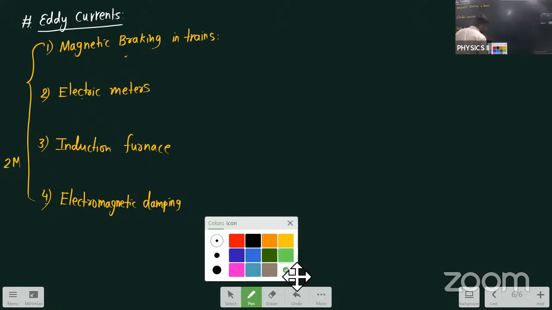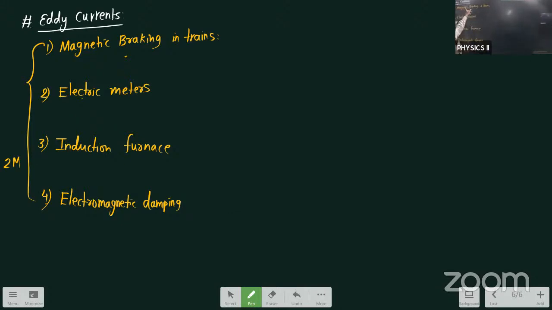See here, how are eddy currents used in magnetic braking in trains? Inside the rails there will be an electromagnet. Whenever I activate that electromagnet, eddy current will generate and oppose the motion of the train, due to which the train will stop. This is what you are supposed to write for magnetic braking in trains. Next one.